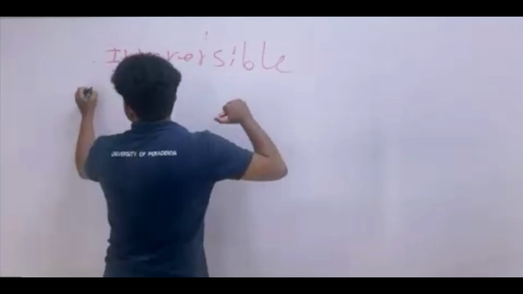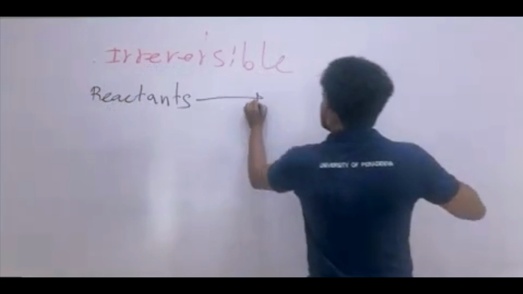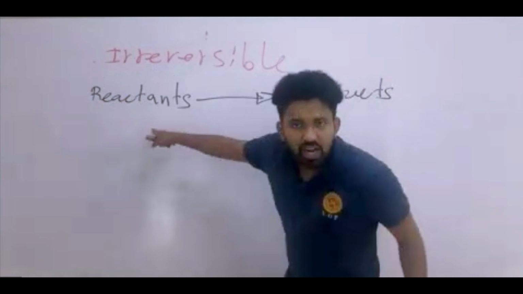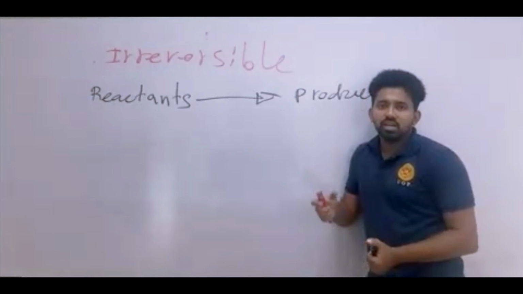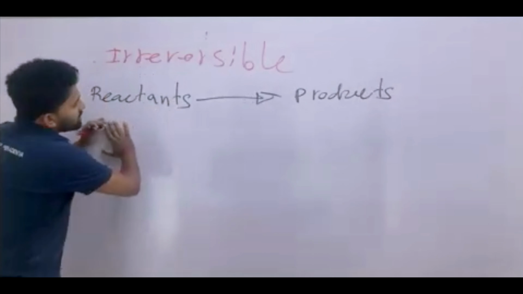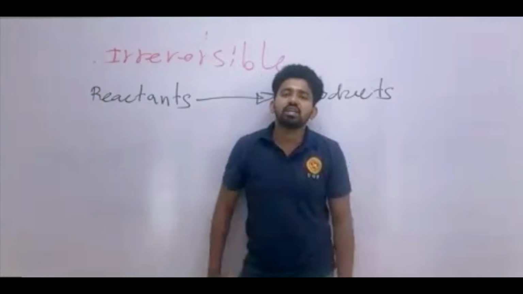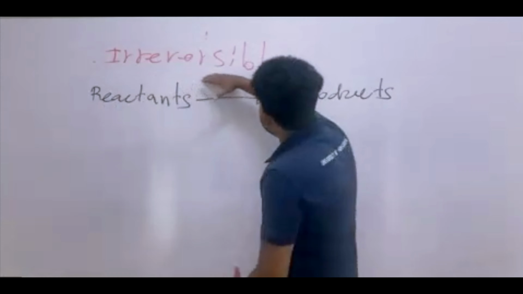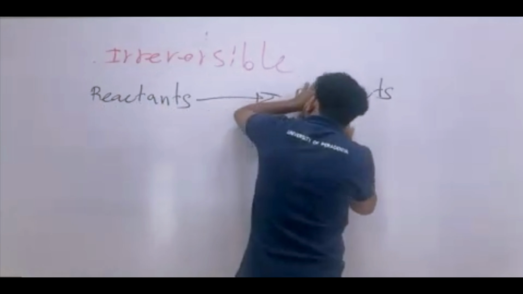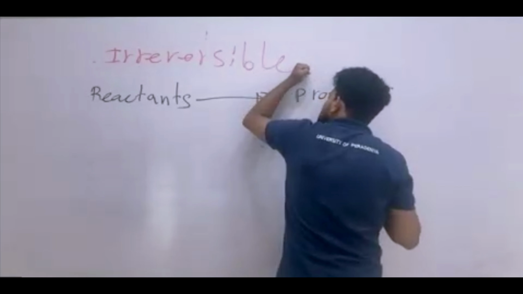It means that there are reactants, and they convert to products. What is a reaction? A reaction means the reactant converts to something else, which is called products. When we consider irreversible reactions, the reactant will convert to product. There is only a one-way reaction.